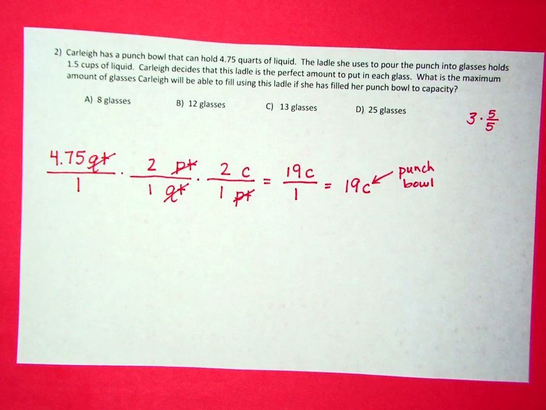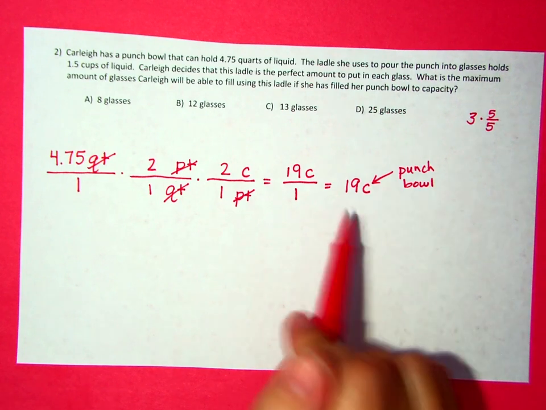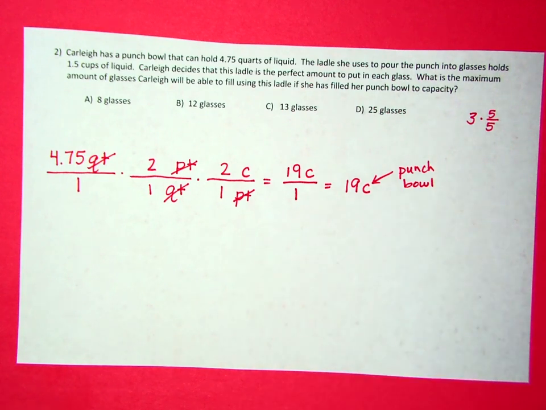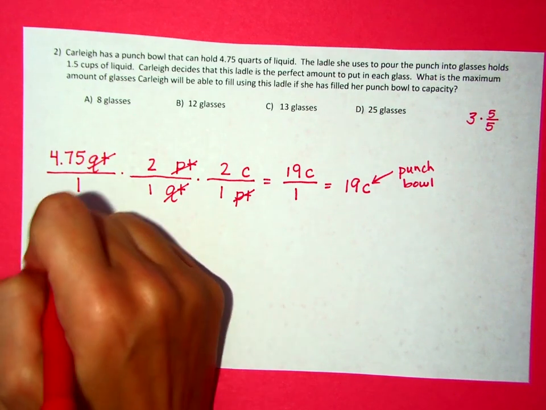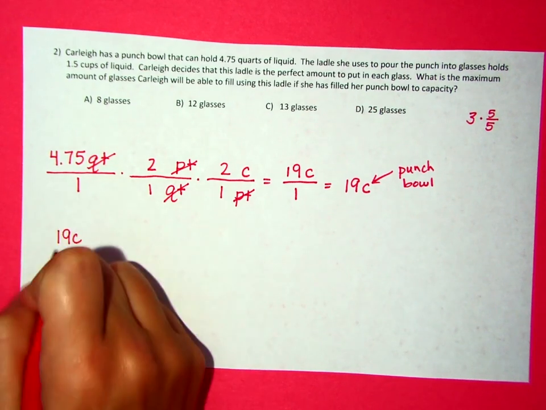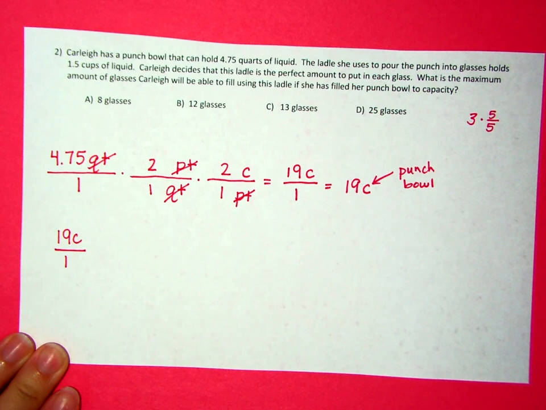Now let's look at the rest of this problem here. It says the ladle she uses to pour this punch, so 19 cups of punch, into the glasses holds 1.5 cups of liquid, and she decides this is the perfect amount to put in a single glass. So in 1 glass, she's putting 1.5 cups. So what we're trying to figure out is how many of these glasses she will be able to fill, but we want to make sure she fills it completely, so using the 1.5 cups of liquid. So what we're going to do is, again, start with that 19 cups in our punch bowl, so we're putting it over 1. That's what we're going to start with.